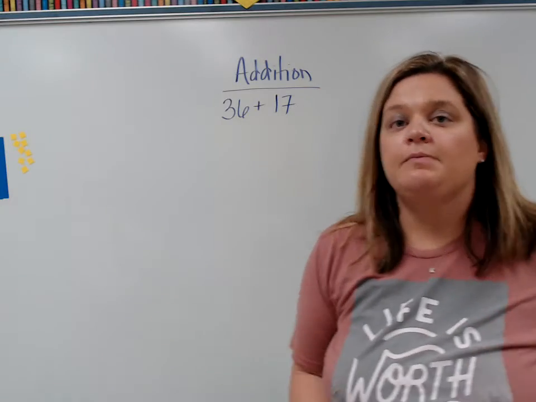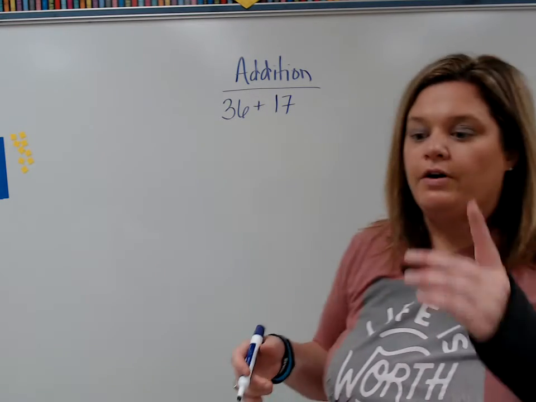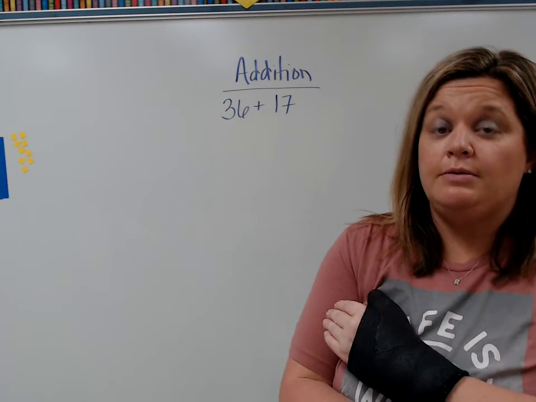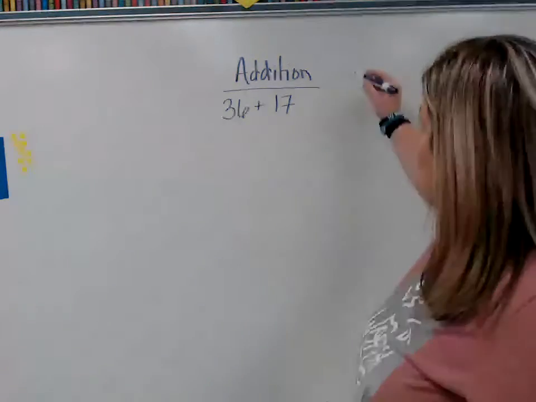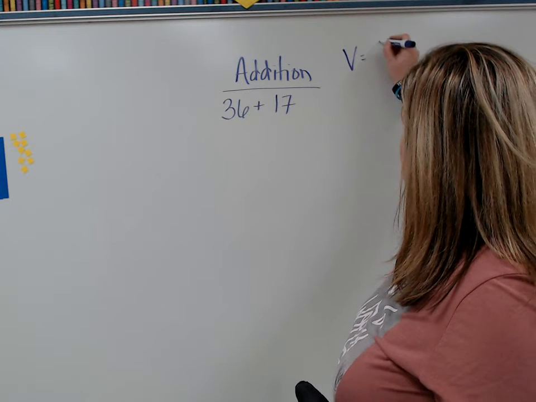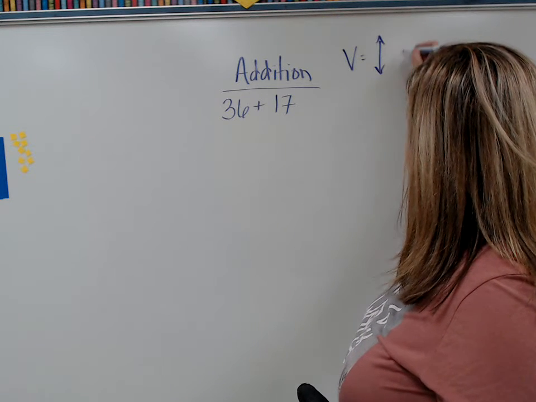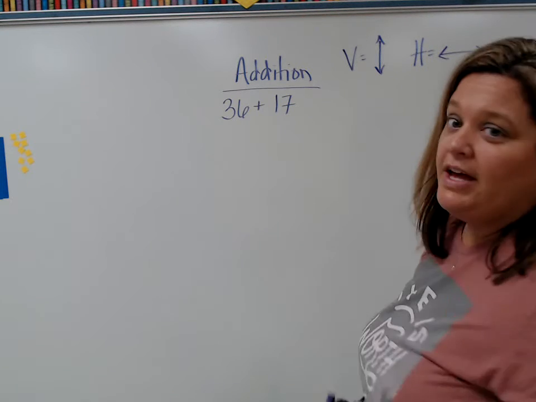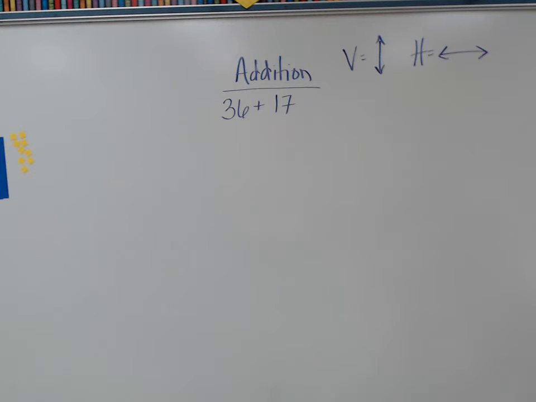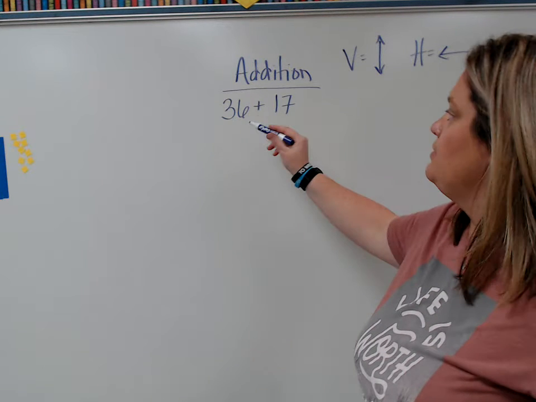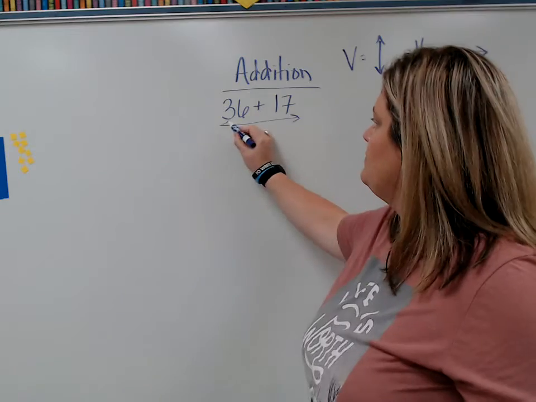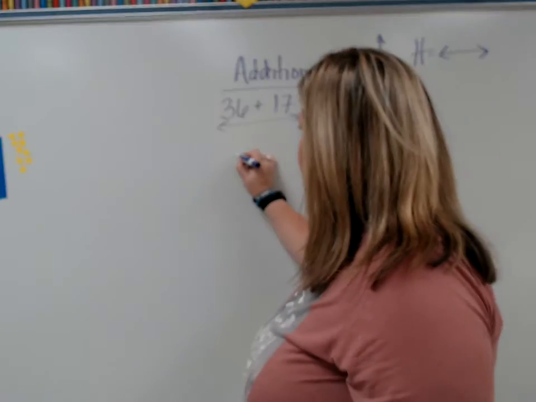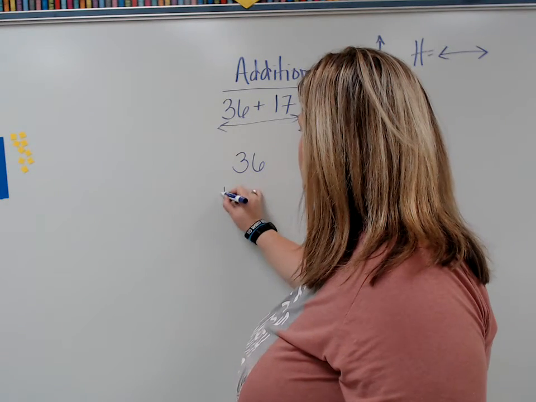Okay, 36 plus 17. First things first, I'm going to rewrite these vertically. Now remember we talked about this earlier. When you are vertical, you're up and down. When you're horizontal, you're side to side. Oops, can't see that. This is horizontal. See, it's side to side. So I'm going to rewrite this vertically. So I have 36 plus 17.